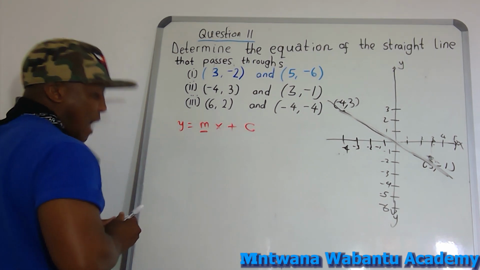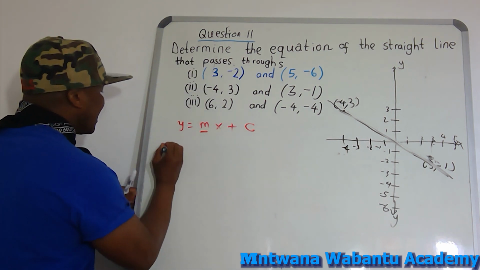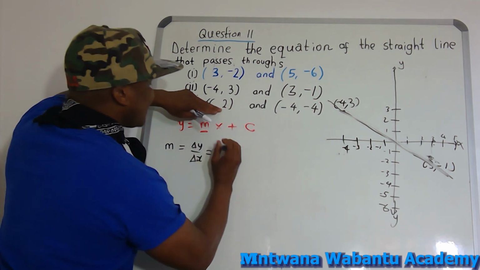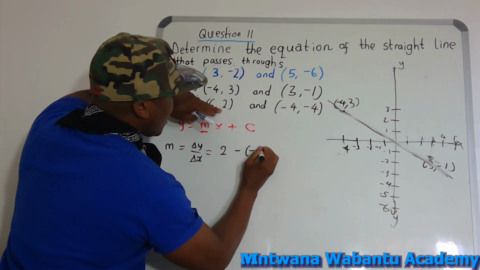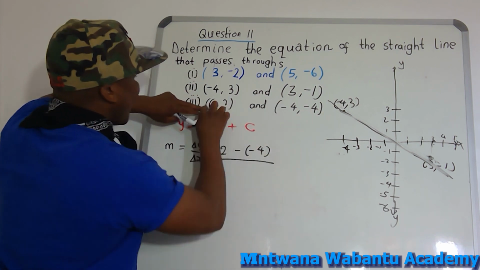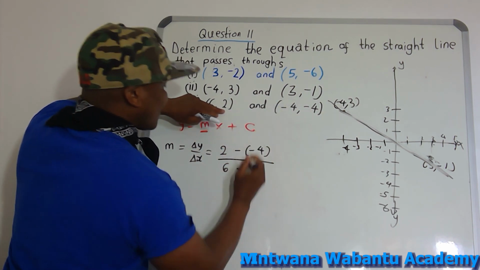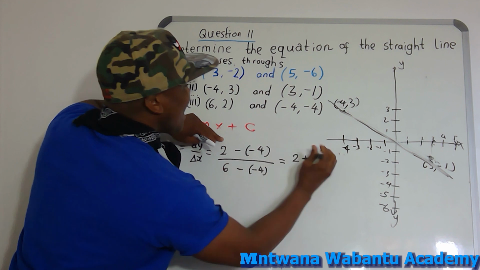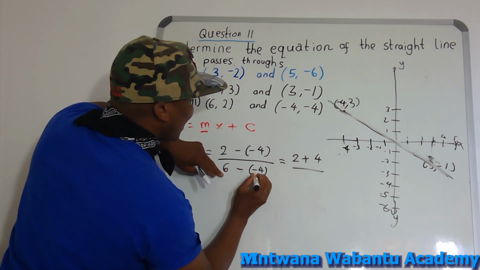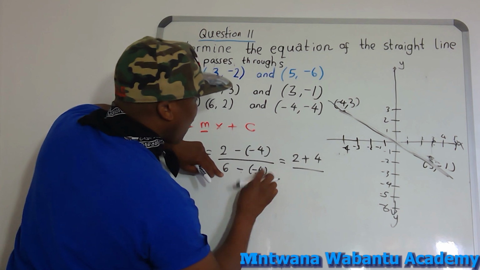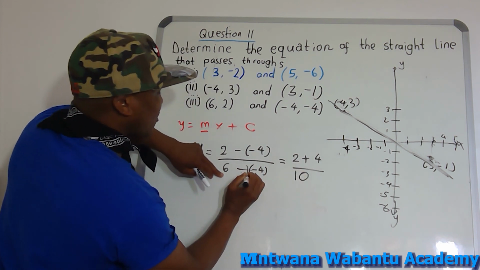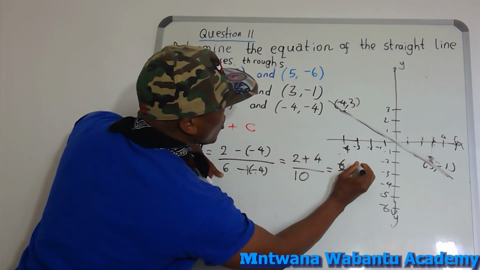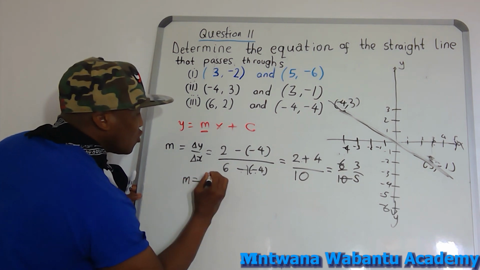I don't have an m. How am I going to get m? m is change in y over change in x. So my slope equal to change in y over change in x. Change in y means I'll take this minus that, because these are y's. And then over x's, meaning 6 minus this x here, but this x is negative 4. So negative becomes positive, so 2 plus 4 over 6 plus 4. 6 plus 4 equal to 10, so that's 6 over 10. Now we can simplify by 2, 3 over 5. So slope equal to 3 over 5.